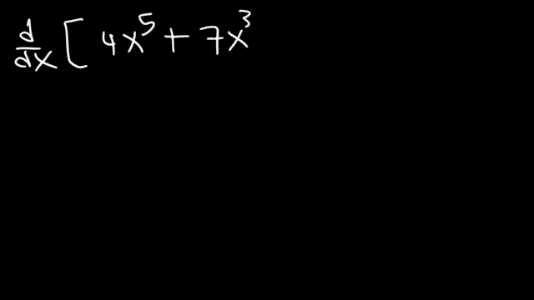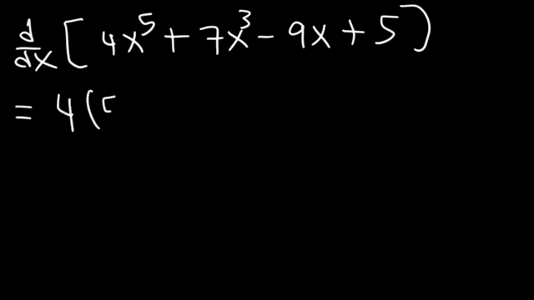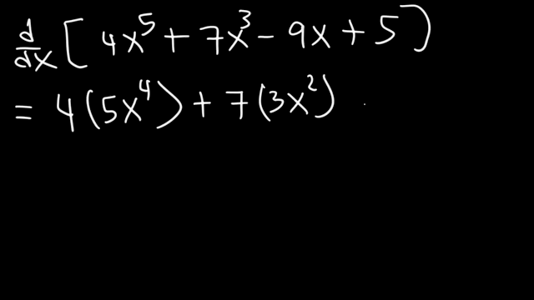Now what about the derivative of, let's say, a polynomial function? 4x to the fifth plus 7x cubed minus 9x plus 5. Go ahead and try that. So the derivative of x to the fifth is going to be 5x to the fourth power. The derivative of x cubed is 3x squared. And the derivative of x is 1. The derivative of a constant is 0.